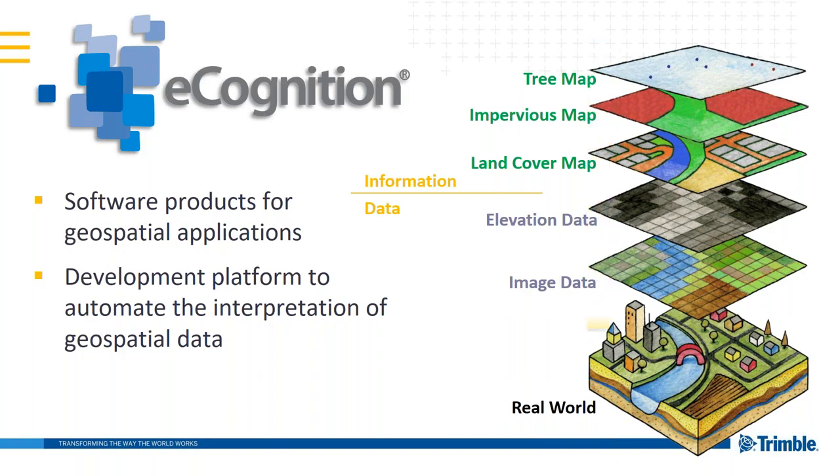extracting meaningful information from these geodata sets, whether that's a land cover map, an impervious surface map, or even identifying individual plants, trees, in fields or whatnot. That is all possible within eCognition. Today we're actually going to be looking for flooded areas in the hurricane area.